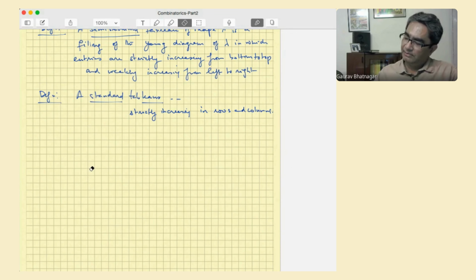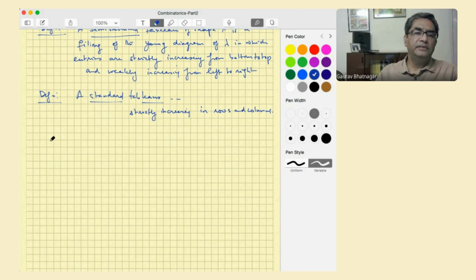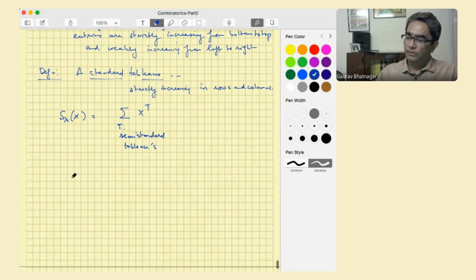So let's do an example. And the point, first let me say what the point is. The Schur function is the sum of x raised to t for t which are semi-standard tableaus. So let's do an example.